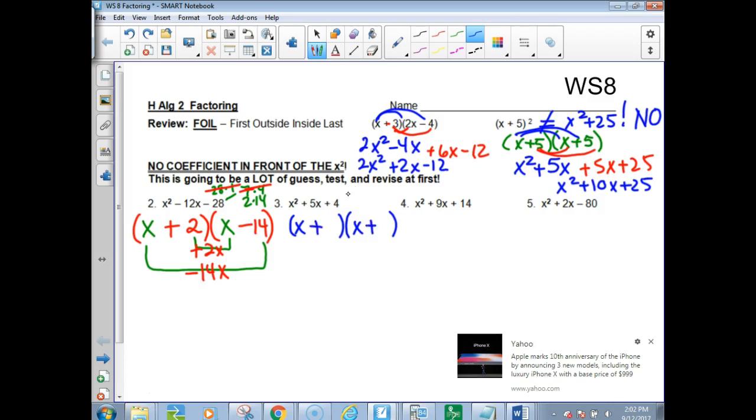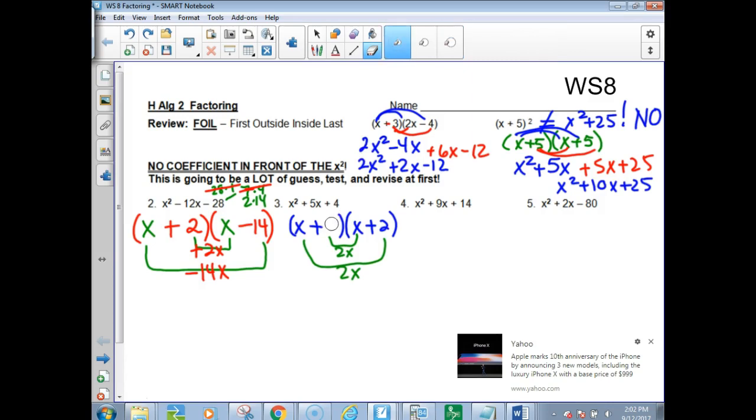Okay, I need numbers that multiply to give me 4. And most kids would pick 2 and 2. But that is incorrect because you would get 2x in the middle. You'd get 2x from the outer. And when you add 2x and 2x, you don't get 5x. All right, so that's not the correct pair to choose.